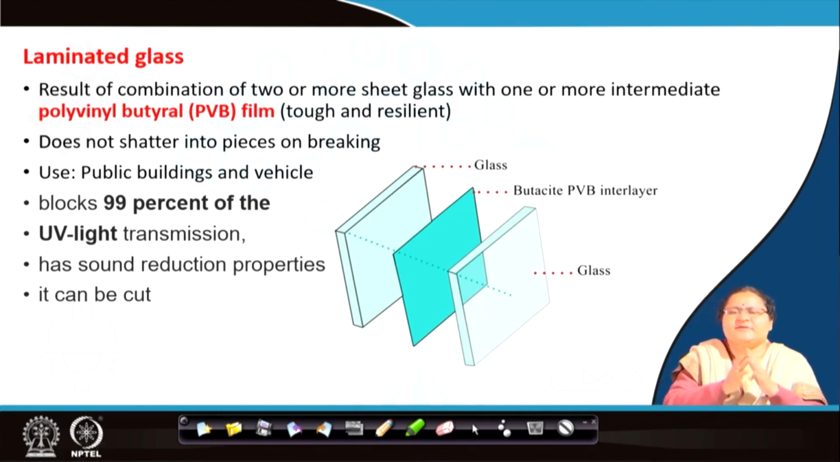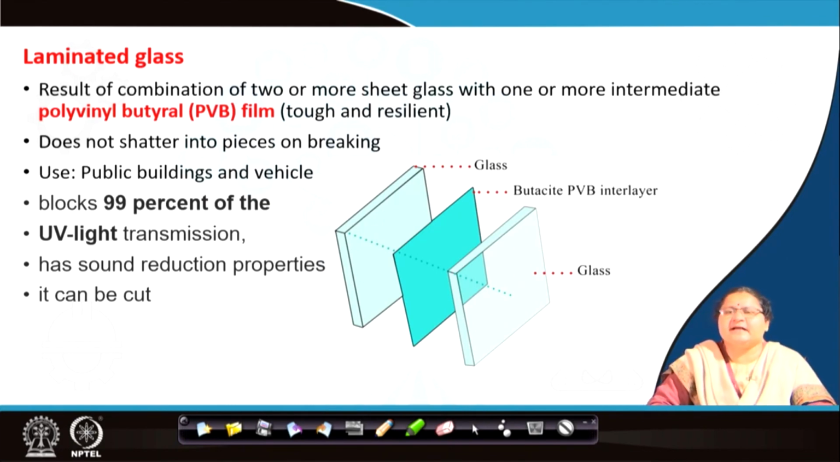So, when these two glass pieces are together, no one can understand what is in between, and this gives the beauty. Whenever it is breaking, if it is impacted by something, it will not fall, it will stick to the PVB or the lamina which is in between the two sheets. It will block the ultraviolet radiation. This interlayer allows to block the ultraviolet radiation, and this is also soundproof.